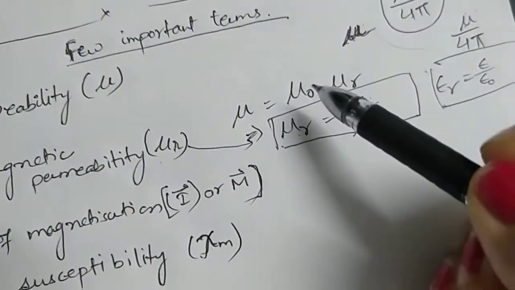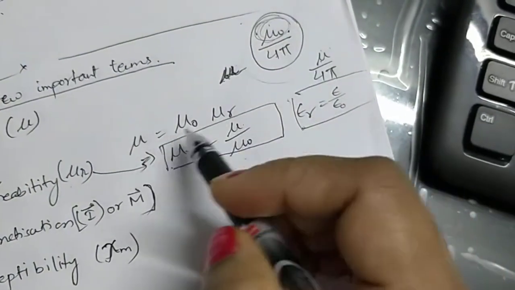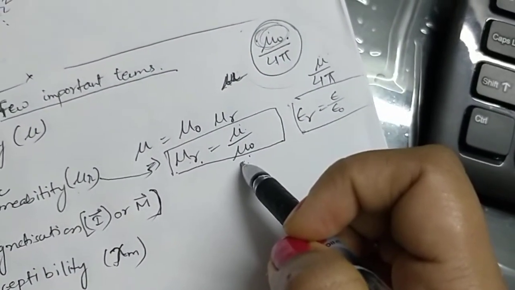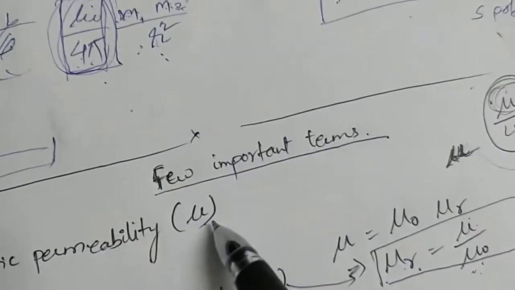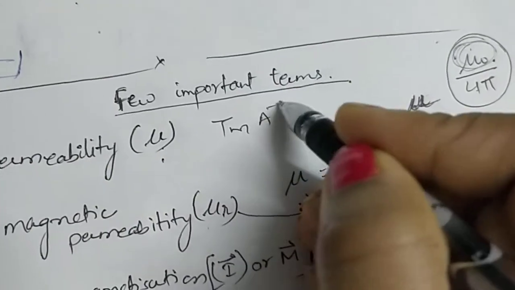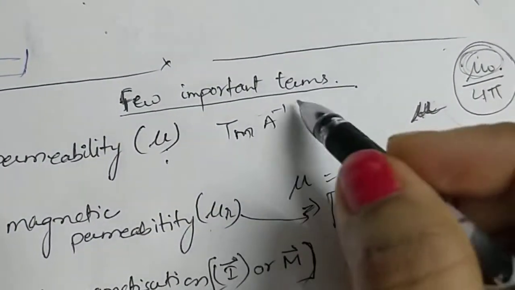Then what will be its unit? Relative permeability has no units, because it is a ratio of two magnetic permeabilities. But the unit of magnetic permeability, mu, is Tesla meter per ampere.